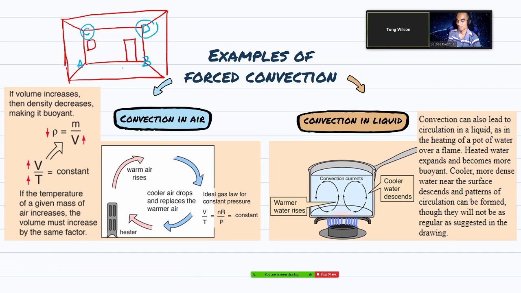Because the cold air only falls down, right? Due to gravity, cold air goes down. So if you put it on the bottom, it is no use, since it only goes down. Cool air drops and replaces the warmer air. So what Tony said, you should put it at A and B. Is it what you said?